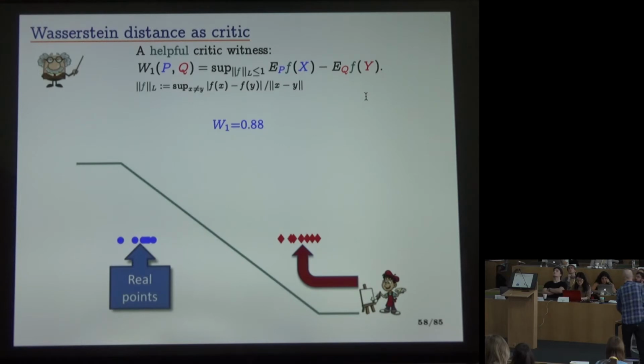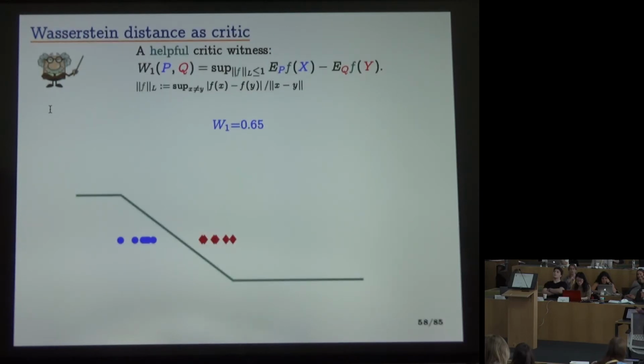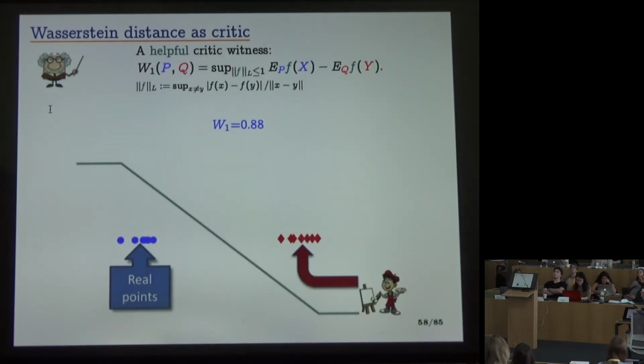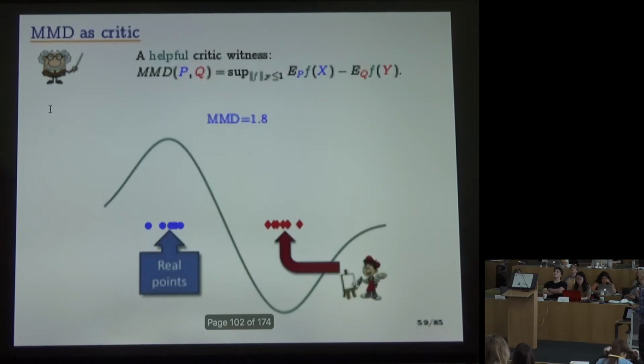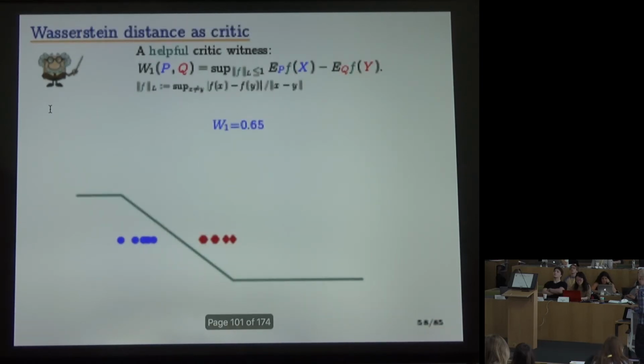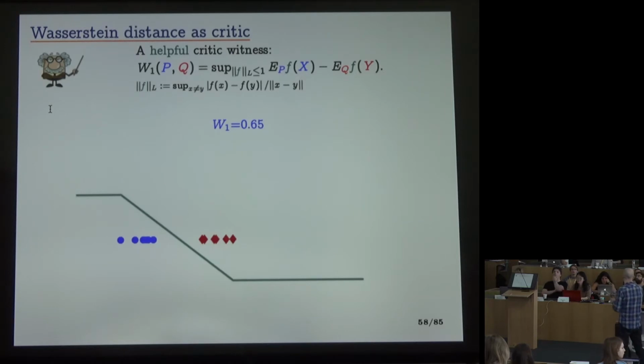Now here are my little sketches, where I've got a helpful critic. My critic is actually going to tell me when I'm getting closer. So I'm moving my points closer. You'll notice the W1, the Wasserstein distance, goes down from 0.88 down to 0.65. So this is a helpful critic. As I get closer, it's telling me, yeah, you're on the right track. You're getting better, okay? So Wasserstein is a helpful critic.